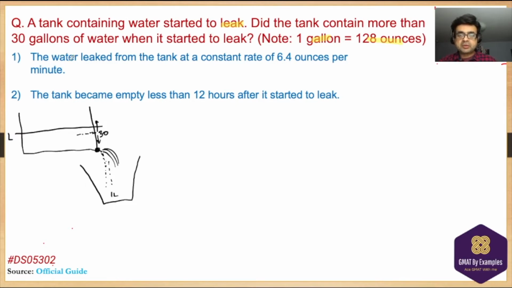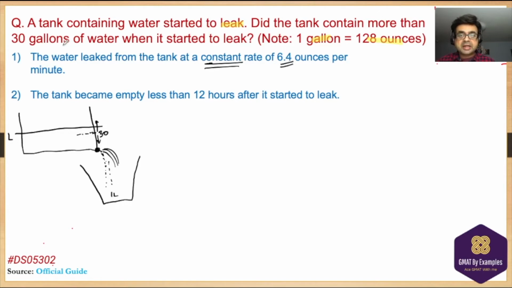So statement 1, the water leaked from the tank at a constant rate of 6.4 ounces per minute. So before we look into this ounces thing, and this is where this conversion would come into effect, however, let's understand what it's saying. Remember, we said that we don't know if the rate is constant, which means sometimes it may have dripped, sometimes it may have gone faster. Now it is given that there is a constant rate. So that assumption is thrown out of the window, and we now know for certain it is a constant rate for statement 1, and that constant rate is 6.4 ounces per minute.